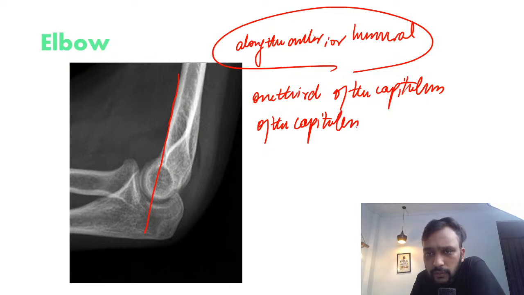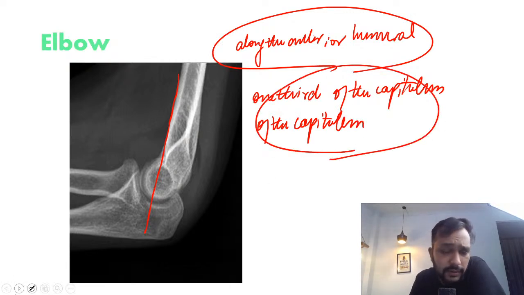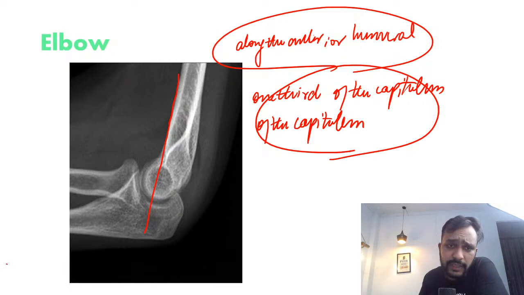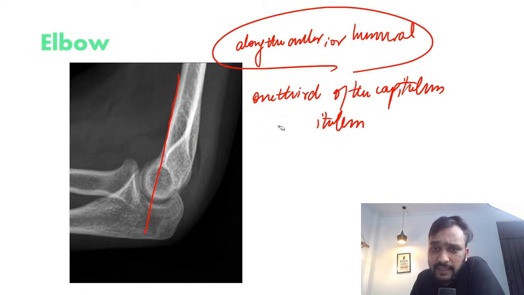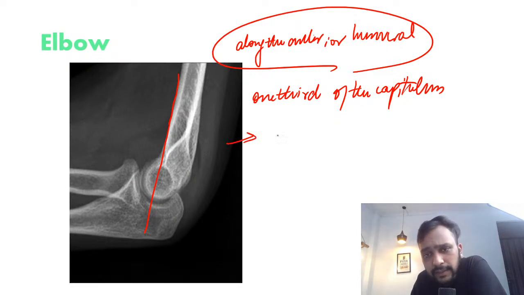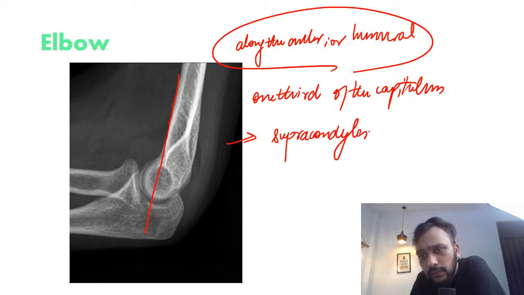This will help us. If one third of the capitulum is not lying anterior to this line, then guys, we are going to suspect a fracture. We are going to suspect a supracondylar fracture of the humerus.